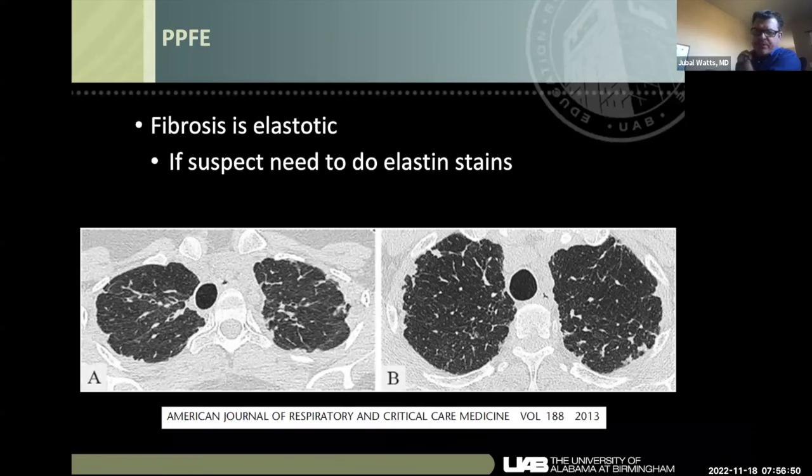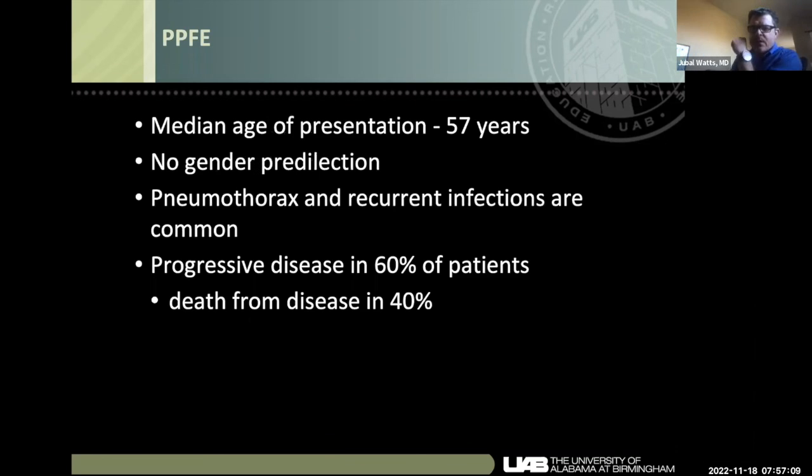If you CAT scan a lot of people, they'll have apical kind of pleuroparenchymal scarring. But if it's PPFE, it tends to occur in a little bit younger population and is progressive. So if you have imaging going back 5 years, it should change, whereas the typical apical scarring tends not to progress. And so the median age is around 57 years. They can get pneumothorax and recurrent infections, progressive disease in 60% of patients, and then 40% of those die. And so that is it on the idiopathic interstitial pneumonias.